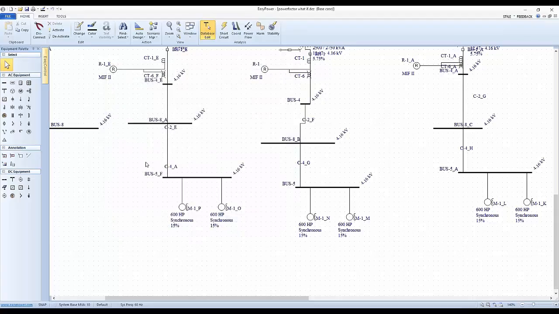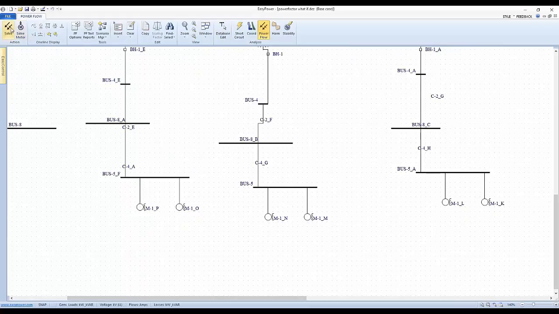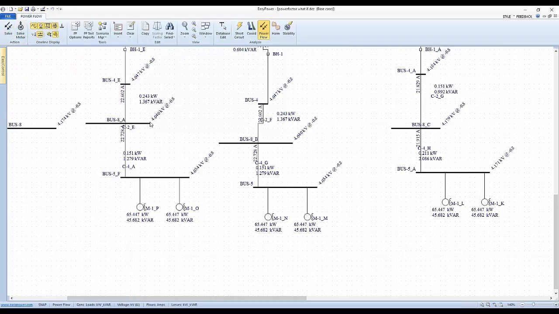But for right now, my primary concern is what the effect of having all these loads on the line will do to our power factor. So I'm going to enter PowerFlow, solve the equations, and by solving the equations we get the voltages and the currents.